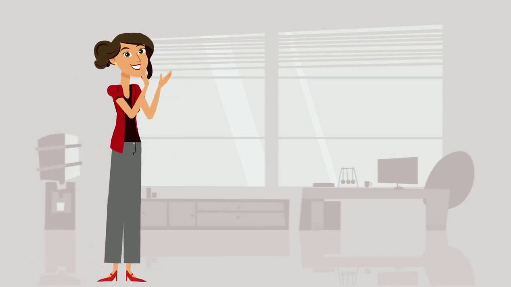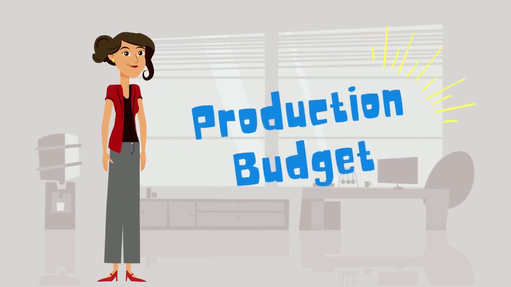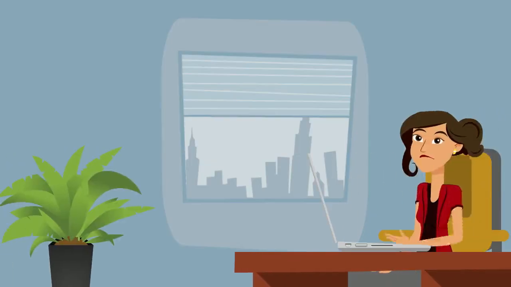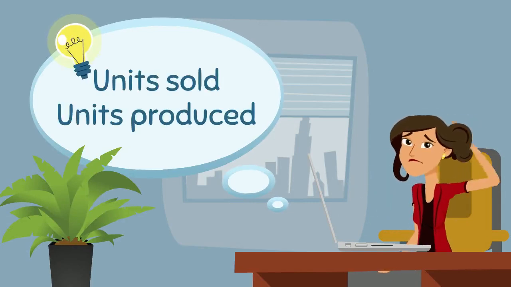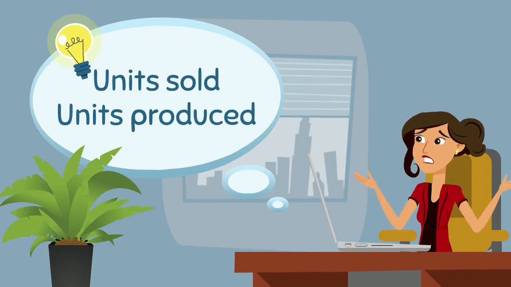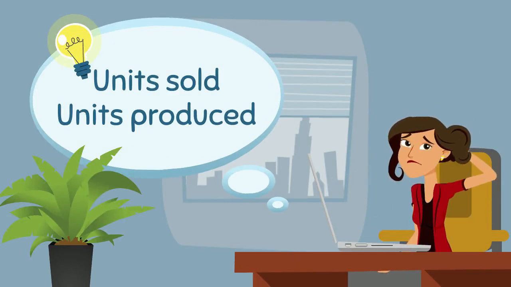Isabella has gotten the first budget out of the way. Now she's on to the next one, the production budget. Now that she knows how many units the company plans to sell next period, Isabella can budget the number of units the company needs to produce. Wait, isn't that the same thing?